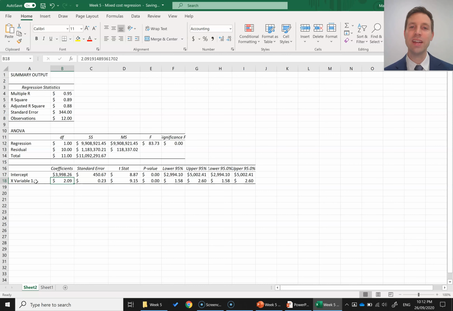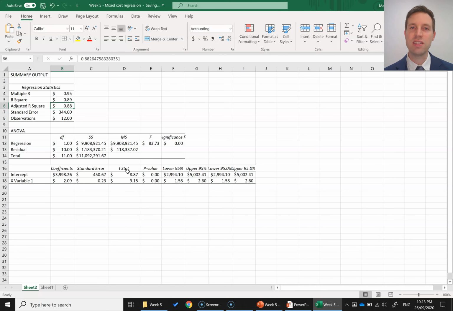This is saying for every additional pizza we make, we have to pay an extra $2.09 in overhead for the business. There's a whole lot of other numbers here presented in our regression. Some key ones would be the R squared, or the adjusted R squared. And that's actually telling us that our model is predicting about 88% of the behavior. So our model's about 88% accurate. That's what the R squared, or the adjusted R squared, is telling us.